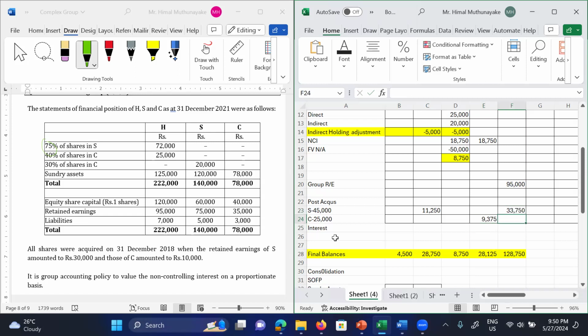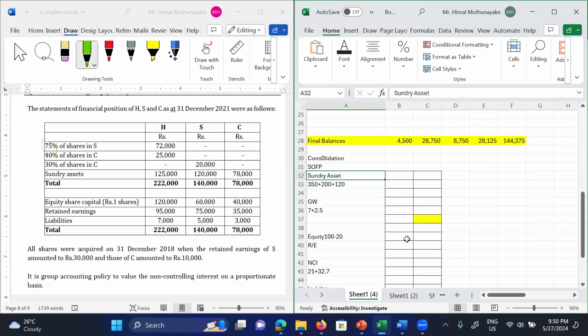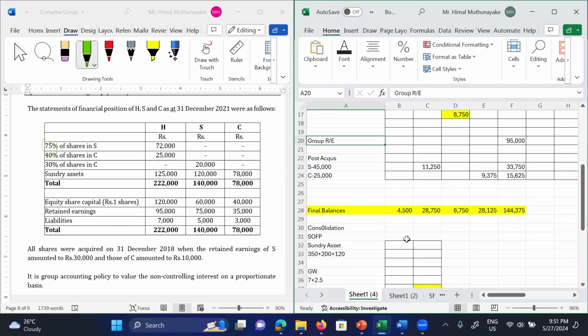And also when it's coming to the group retained earnings, out of 25,000, 62.5 means I think 15,625. Right. So this is it. So then you can prepare the consolidated statement of financial position by using these values, right? So these are the final balances. So this is how you are approaching the mixed group.